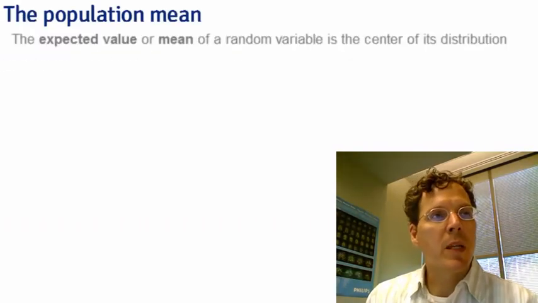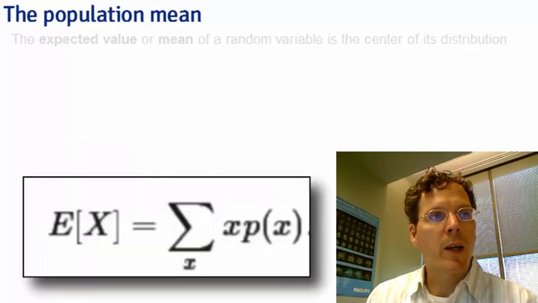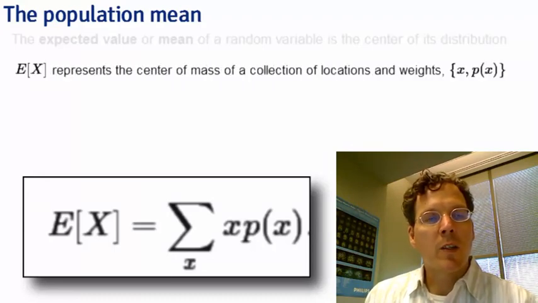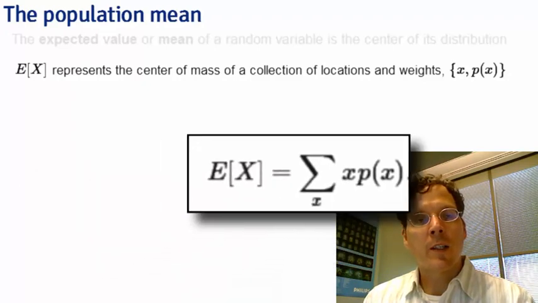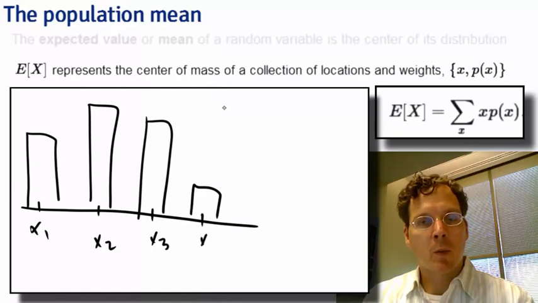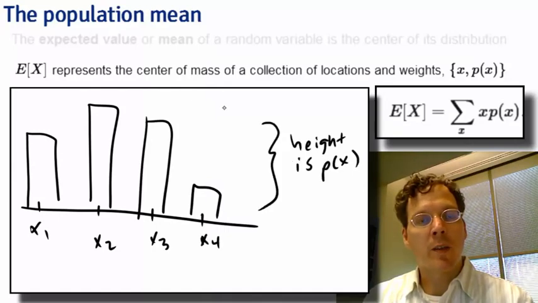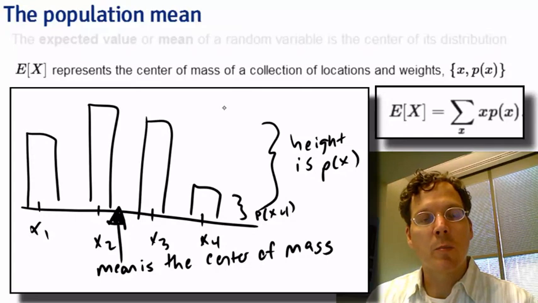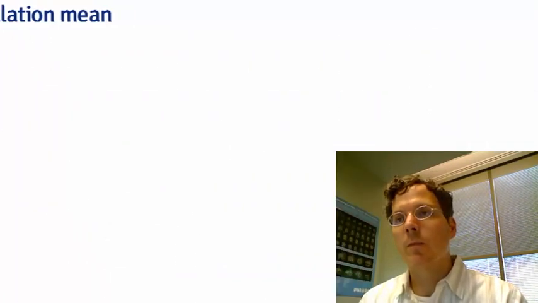The expected value or mean of a random variable is the center of its distribution. For a discrete random variable x with a probability mass function p of x, it's simply the summation of the possible values that x can take times the probability that it takes them. The expected value takes its idea from the idea of the physical center of mass. If the probabilities were weights on bars, where their weights were governed by the value of the probability, and the x was the location along an axis that they were at, the expected value would simply be the center of mass. We'll go through some examples of that in a second.